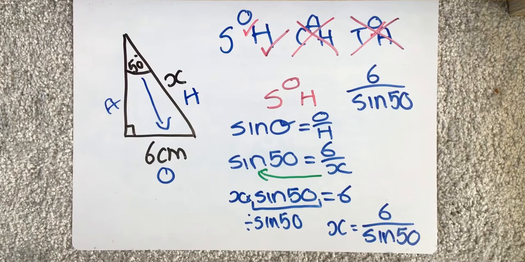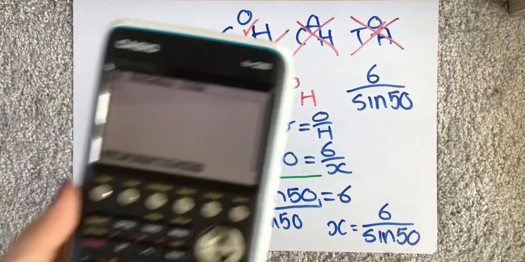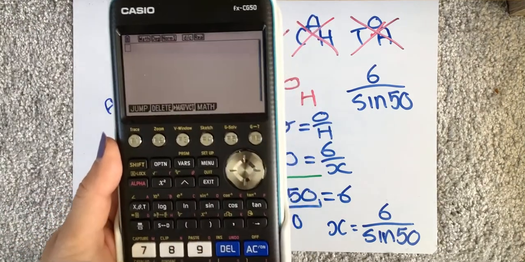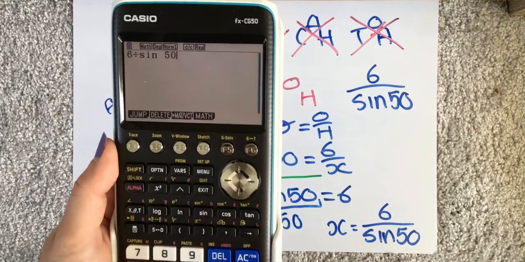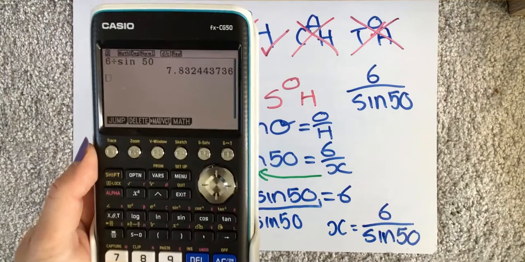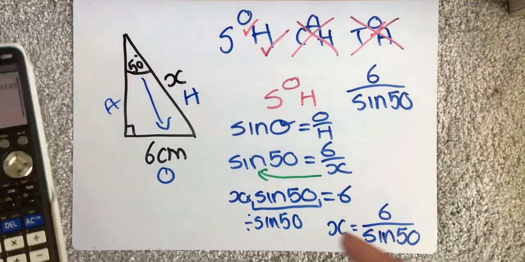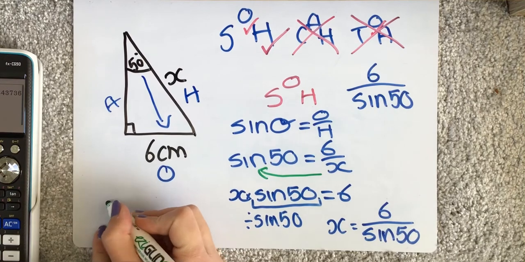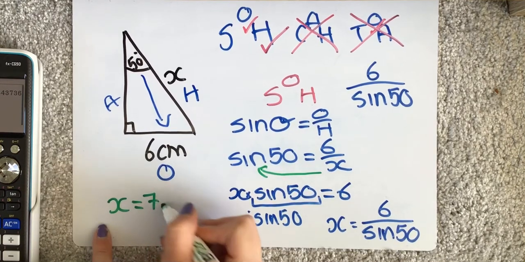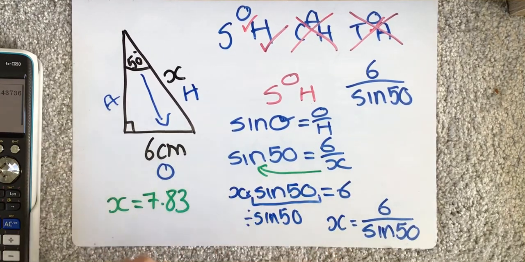Okay, so then again, once I've got to that stage, I just get my calculator. I'm going to do 6 divided by sine 50. And I end up with 7.83, which makes sense. It's bigger than what I've got at the minute. So x equals 7.83.